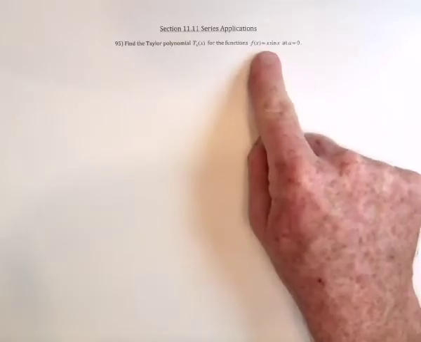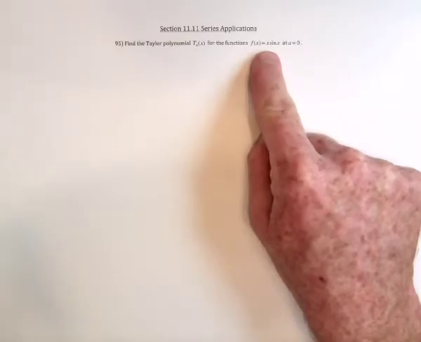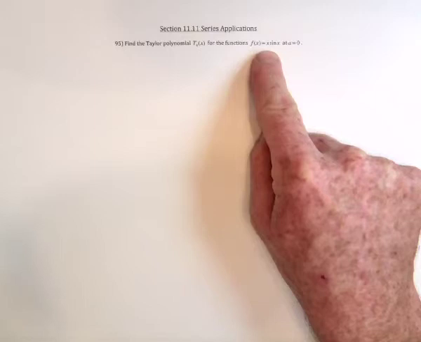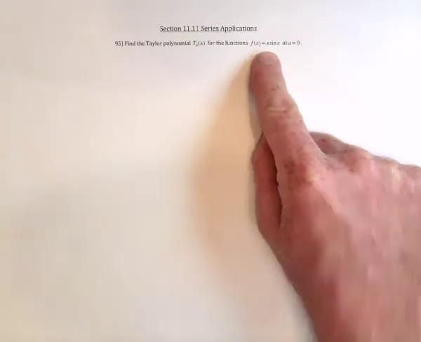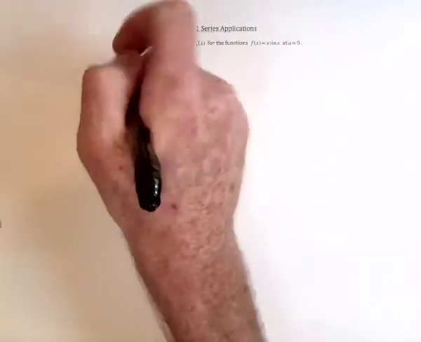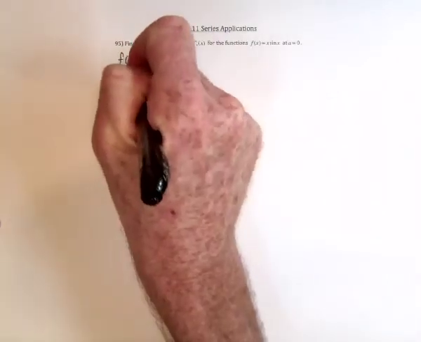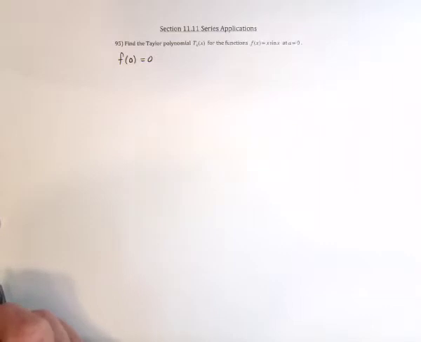Let's go ahead and find the Taylor polynomial for this in two different ways. One is we'll take the derivative repeatedly and plug in 0. Well, we first substitute 0 into the function. That's going to be 0 times sine of 0.